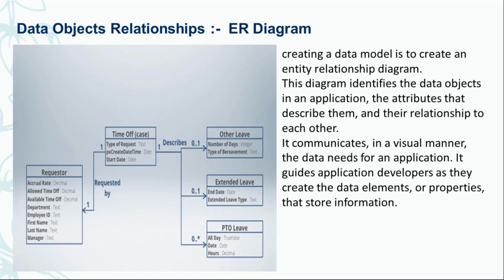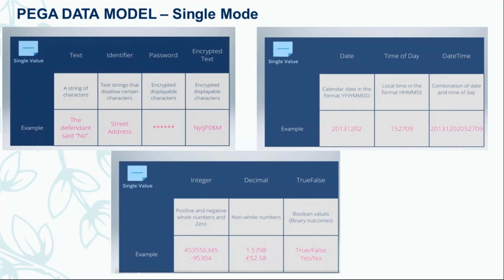Okay. In single mode, if I ask you one question: what's your weight? The answer is a single one, right? You can say 70 kg, 80 kg, or 60 kg, 65 kg. That will be a single answer. That's the way Pega describes it when you are going for a single entity, to describe a single variable or single attribute.